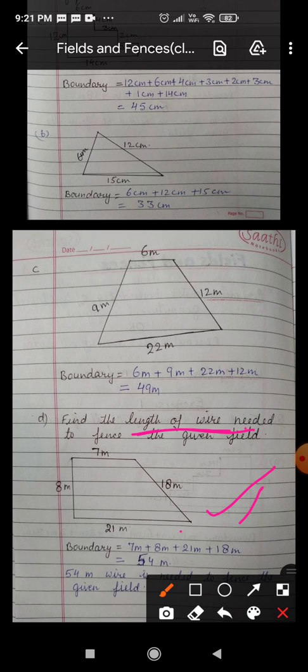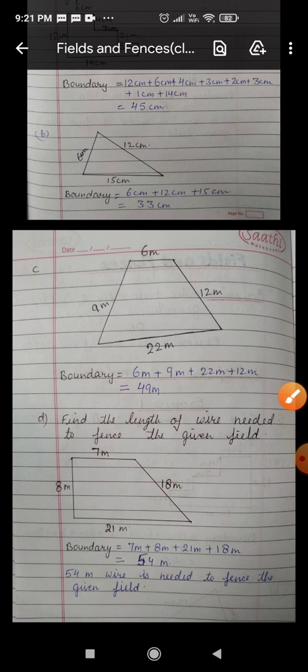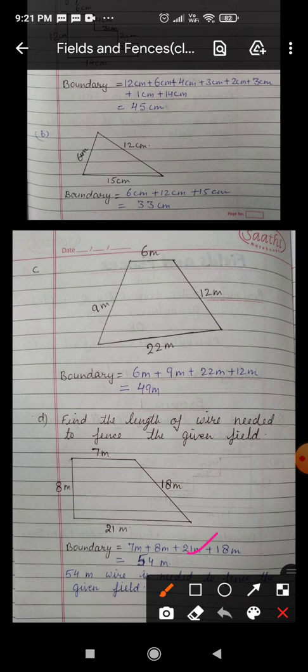As you all know, we can get the boundary by adding all the sides. So here again I have added all 4 sides together and the answer comes 54 meter. Children, it means a 54 meter long wire is needed to cover or fence the field. Children, hope you all have understood what are irregular shapes and how we can calculate the perimeter of irregular shapes.